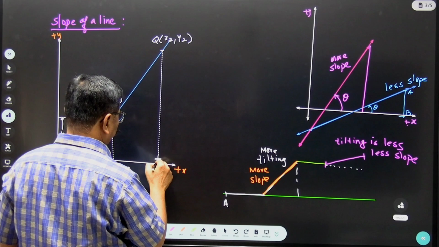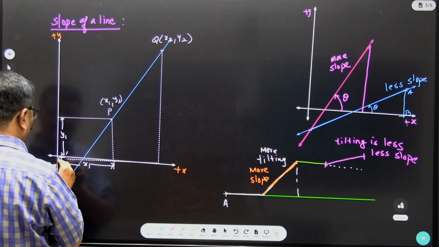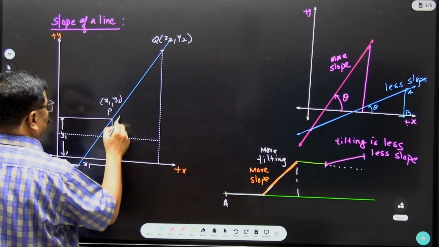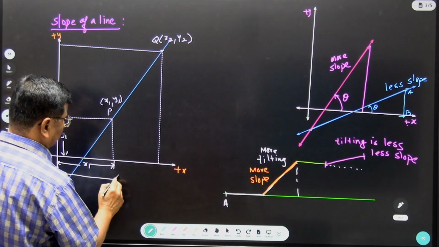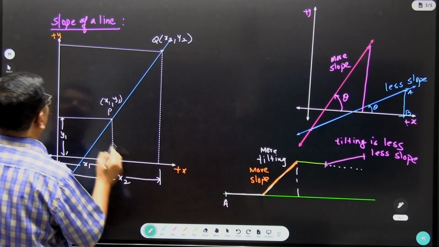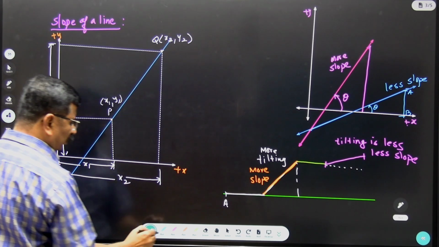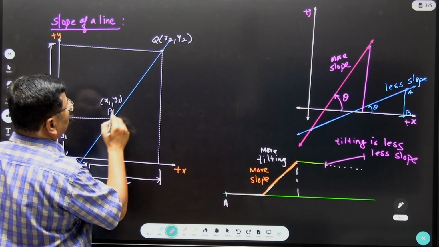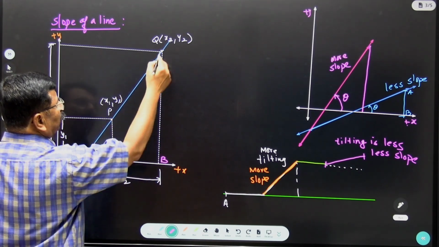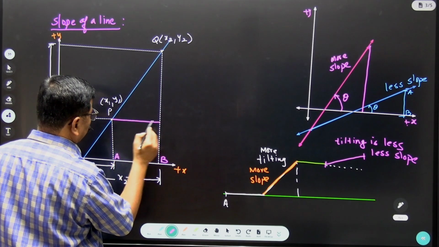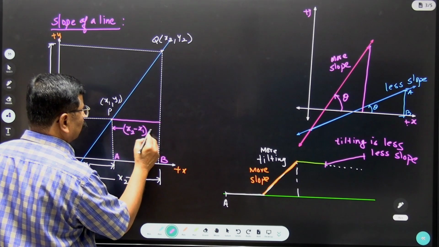In the same way, I will draw a perpendicular to the x-axis and then a perpendicular to the y-axis. Then this will be x2 and this distance will be y2. Now what will we do? We will draw a perpendicular from Q. Suppose this is point A and this is point B. I will draw a perpendicular to QB from point P. Then this becomes x2 minus x1.